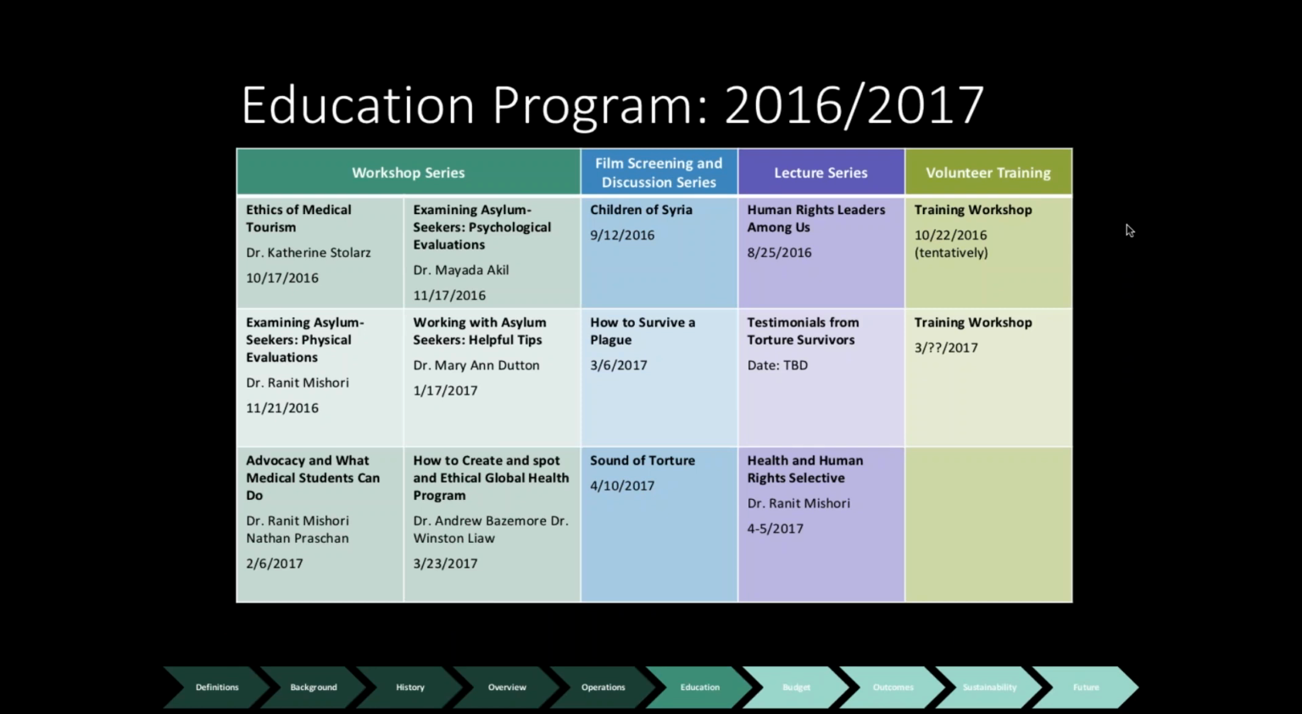So the education program for this year is basically put together in 4 different streams. The first is a workshop series wherein students are able to glean practical skills for being global health practitioners, as well as understanding the importance of human rights. And so we've put it together in terms of 6 different workshops throughout the year.